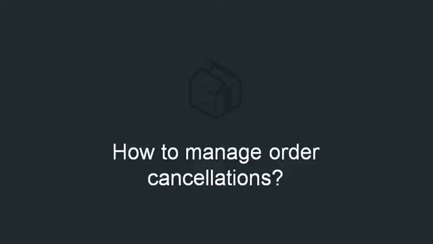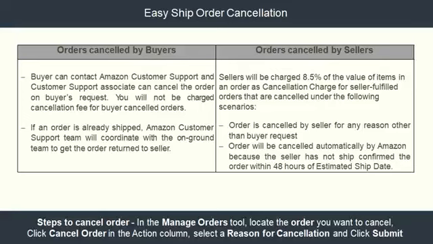Next, how to manage order cancellations. There are two things which can happen. Either the order is cancelled by the buyer or the order is cancelled by the seller. In the first case, the buyer will contact the Amazon support team and get the order cancelled. Or if the order is already shipped by you and the buyer cancels the order, then the Amazon support team will coordinate with the Easy Ship team and they will get the product back to you.